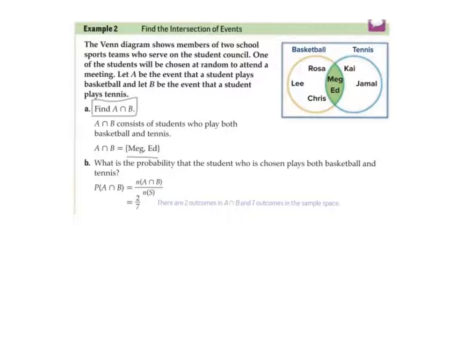But now you've got to put it into a probability. This is all the notation that you can use, but the only one that we're interested in really is this one. So what is the probability? Well, only Meg and Ed are the only 2 that play both, and there are 7 people. So your answer is going to be 2 sevenths.